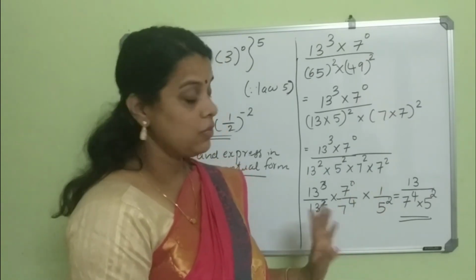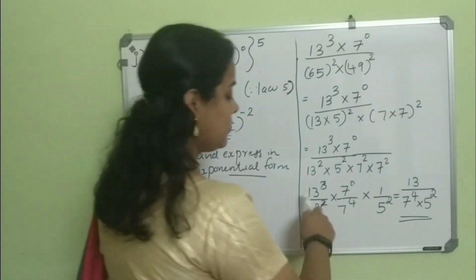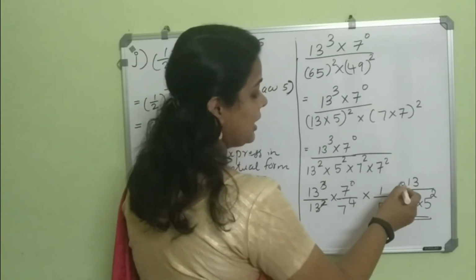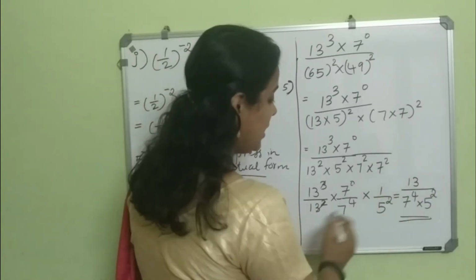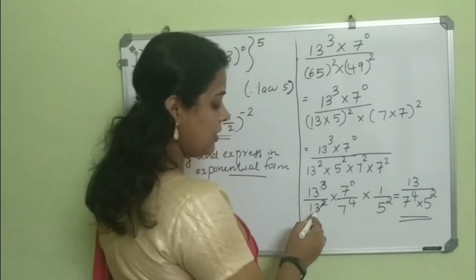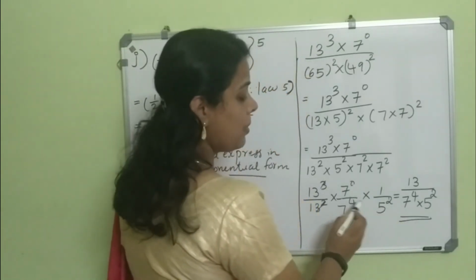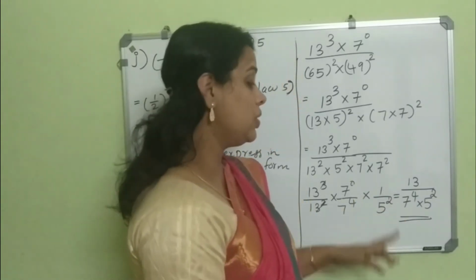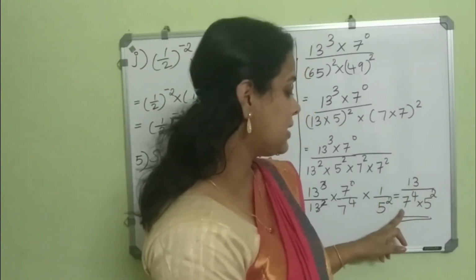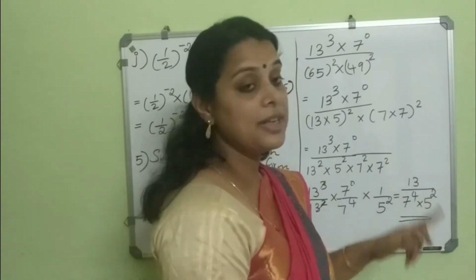1 by 5 square. So what is remaining after cancellation? We have in the numerator 13. And in the denominator we have, already we cancelled 13 square, this is 7 raised to 4, then 5 square we have. So what is the answer? 13 by 7 raised to 4 into 5 square.